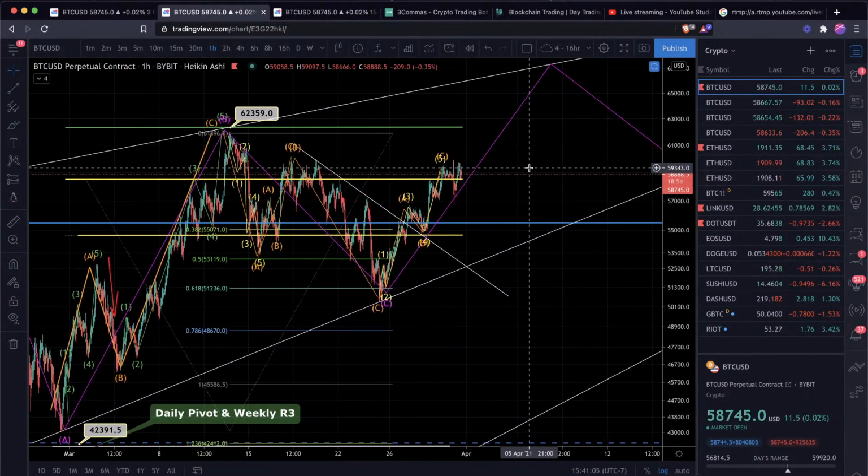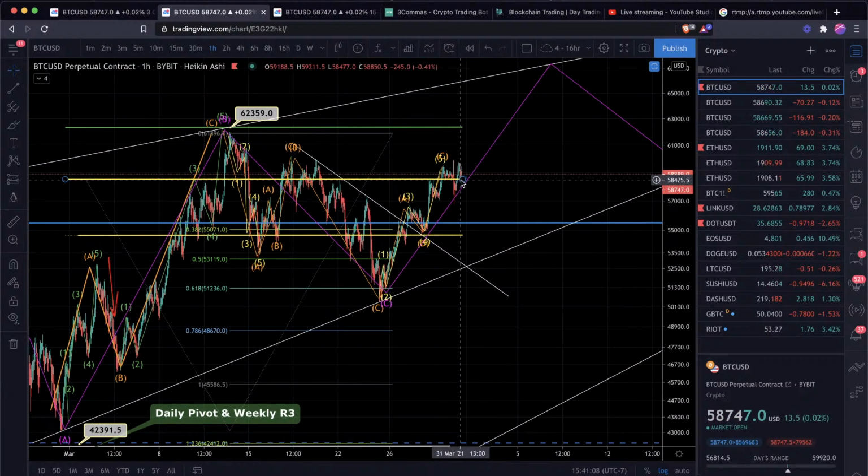But again, we can see that we have just been playing with these support and resistance zones quite a bit, and it's actually been playing out pretty well.